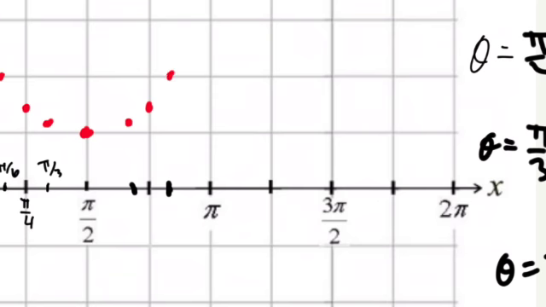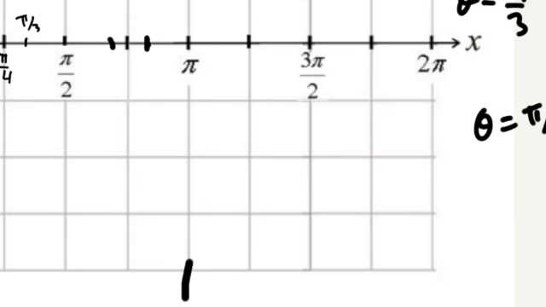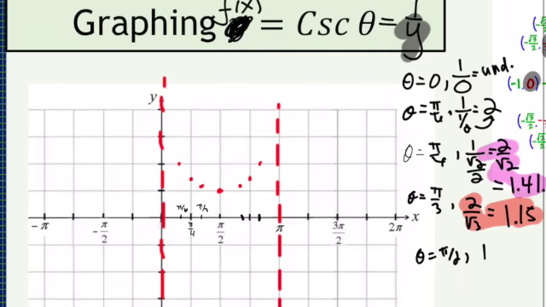There we go. And then let's see what happens at pi. At pi, if you flip 0, you're going to get undefined. There we go. And then we get undefined. Okay, let's look at our shape now.